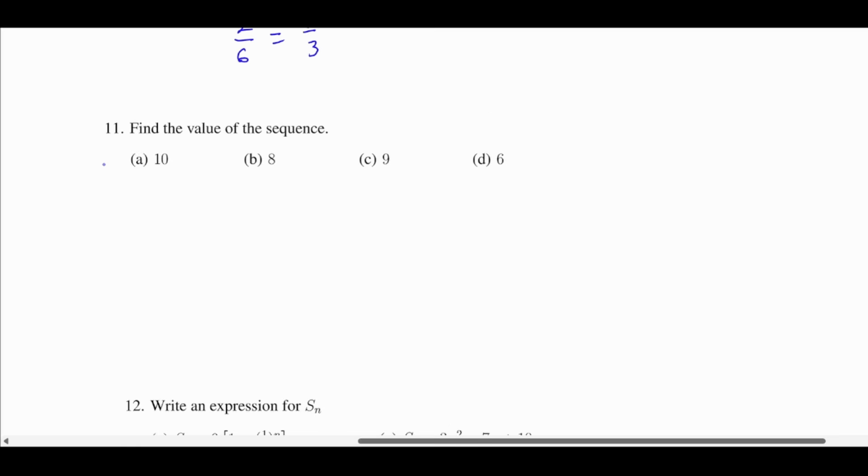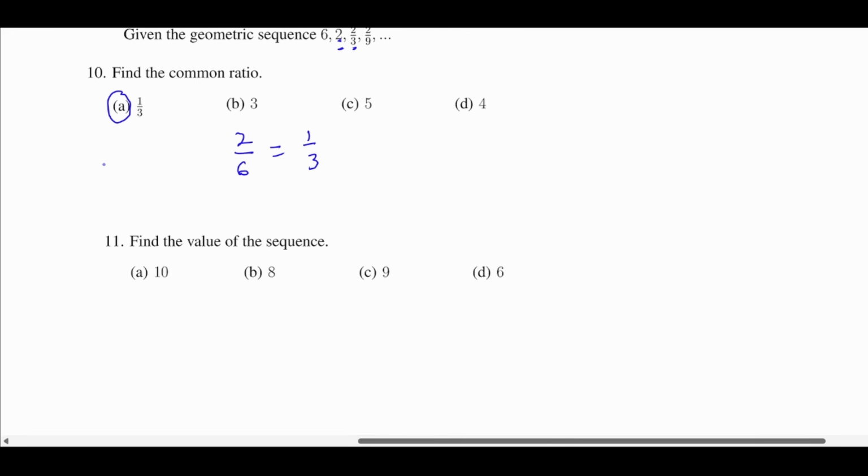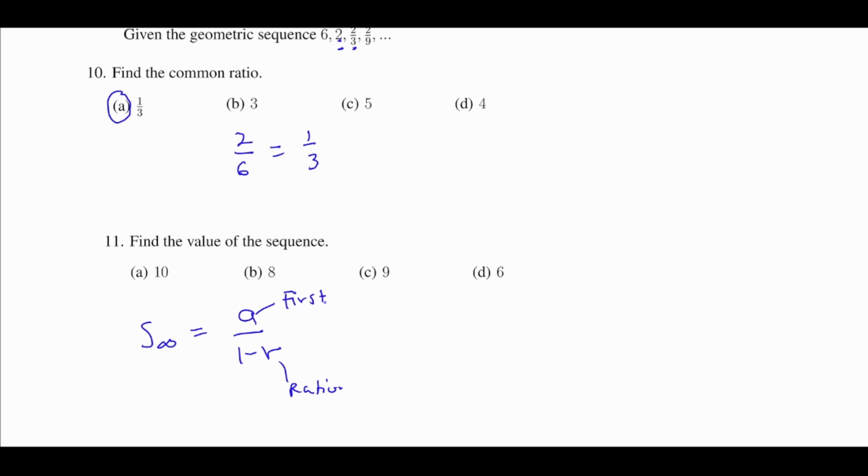Now, to find the value of the sequence, when we say value, mostly if we are doing a geometric sequence and we say find the value, then we are talking about the sum of the sequence to infinity. For the sum to infinity, if our r, the common ratio, is less than 1, the sum to infinity is a over 1 minus r, where a is the first term and r is the ratio. So we know our first term from the question is 6, and our ratio is 1 over 3.